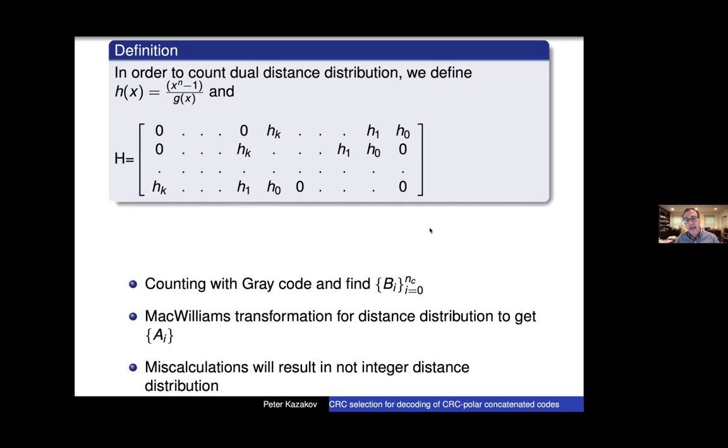And the reason you're using the dual code is because it has fewer codewords than the primal code. Yes. And once you've got the dual code distance spectrum, you use the McWilliams identities to get the distance spectrum for the primal code. Yes. Okay, wow, that's really useful.